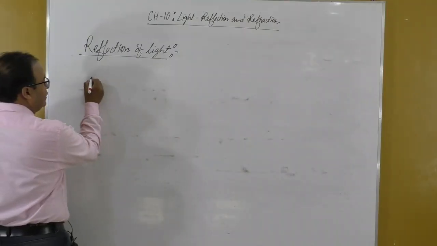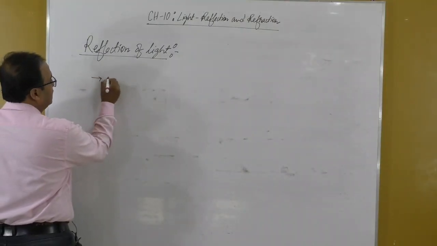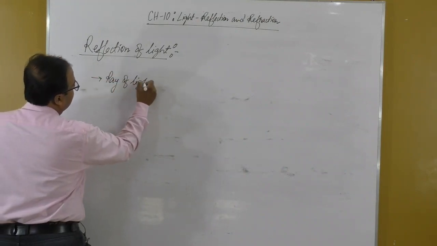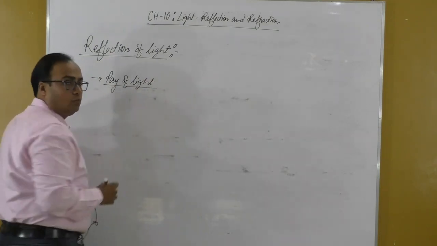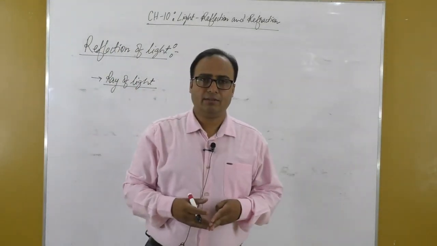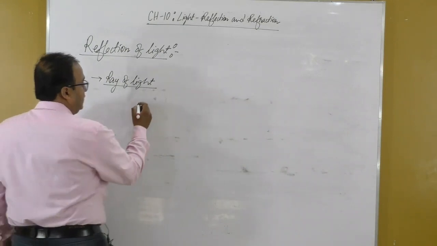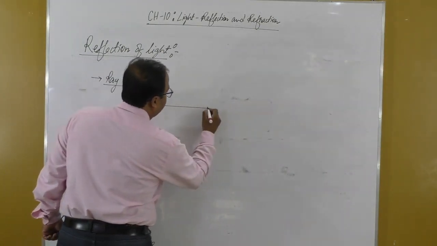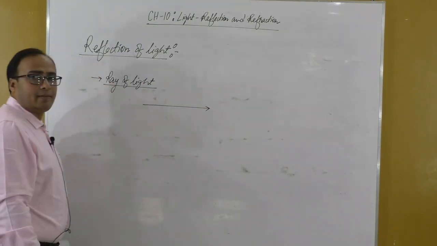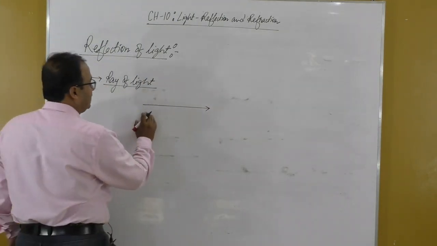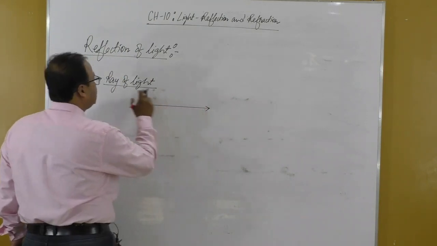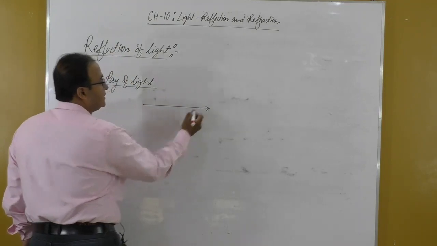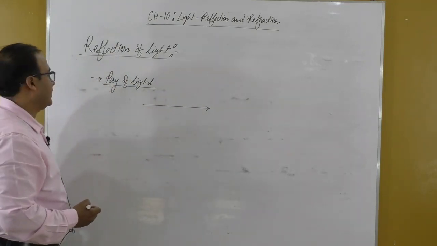We should know the meaning of some other important terms like ray of light. If I ask you what is a ray of light? When light travels through a medium, especially the homogeneous medium, it travels in a straight line path, and that straight line path along which light travels can be represented by a straight line with arrowhead. This arrowhead represents the direction of propagation.